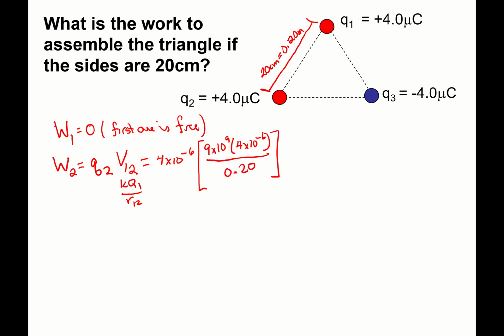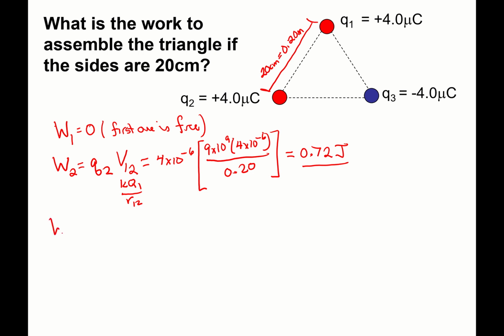And if I do that calculation, I can get the work that it costs to bring in charge 2 is 0.72 joules. So that's a positive work. So that means that when I bring it in, I had to actually do some hard work to push it in. And why is that? Well, because I'm trying to push a positive charge next to another positive charge. You know they repel each other. So the closer I bring charge 2, the more work I have to do to push it in.